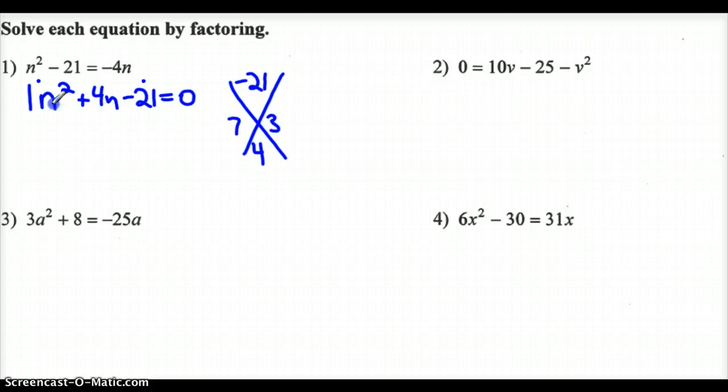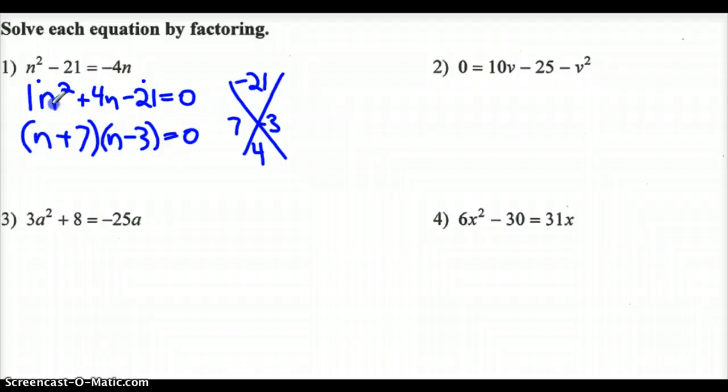So in this case, we're going to get n plus 7, and n minus 3 equals 0. And by our zero product property, we get n equals negative 7 and positive 3.